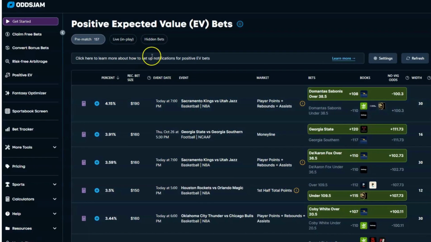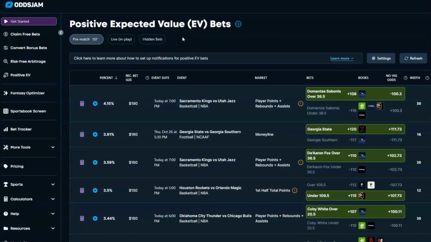Okay, guys, the first stop here is the positive expected value page. And what I want to talk about is the percent edge you're going to see on the left-hand side. You can see here's a player prop bet. A player prop bet is, again, the wager you would put in based upon this set of stats. So the points, rebounds, and assists. If you think Sabonis is going to go over 38.5, you would go to BetRivers and get plus 108. That is the best set of odds on that particular situation.